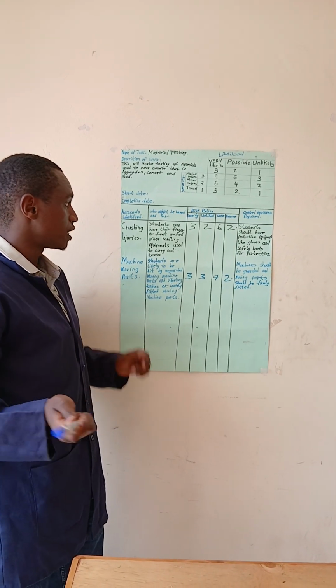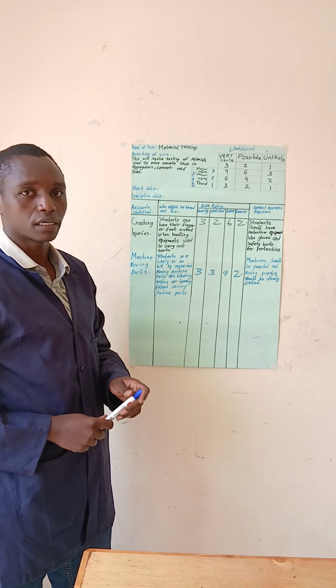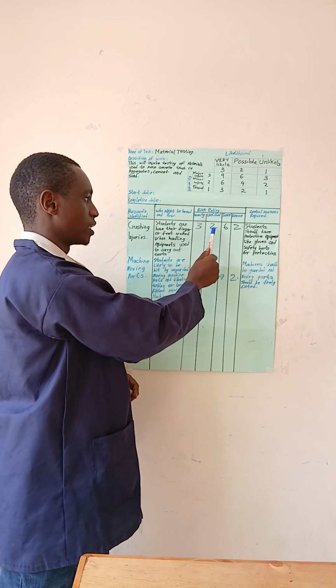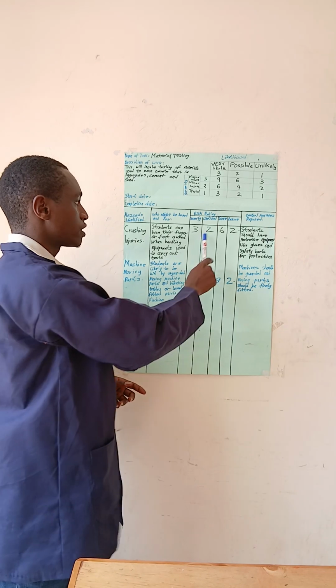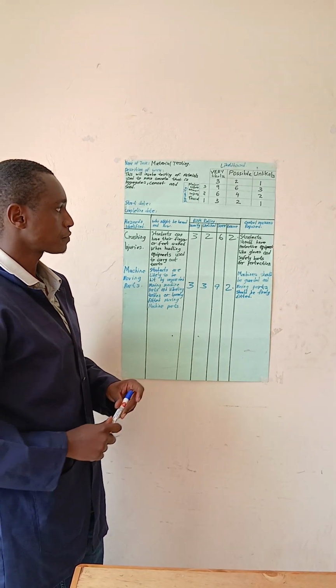The severity of that is very severe, so it's a 3, and the likelihood of it happening is also very likely, so we give it a 2. So the score for that risk is 6.